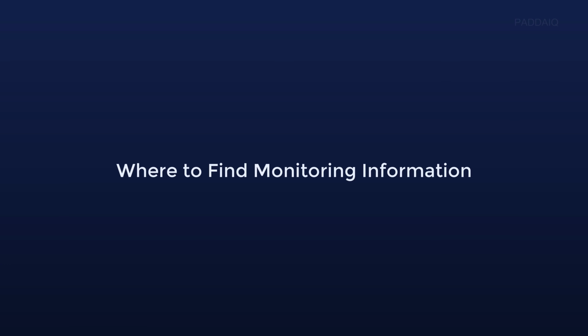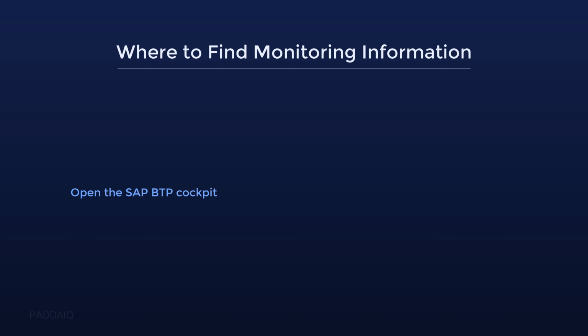Access monitoring information across these key locations. Open the SAP BTP cockpit. This is your main web-based tool to see the health and status of your applications and services. For instance, if your app is running slowly, you open the cockpit to check resource usage and logs. Always start your monitoring here for a complete overview.